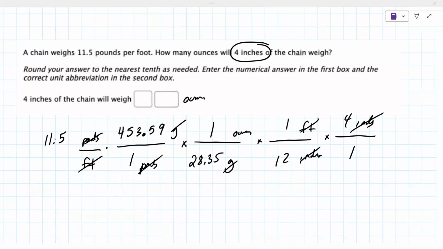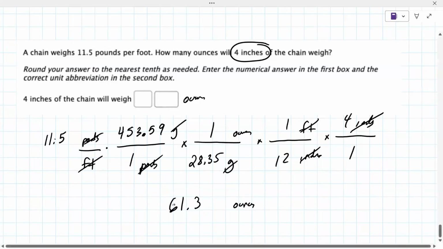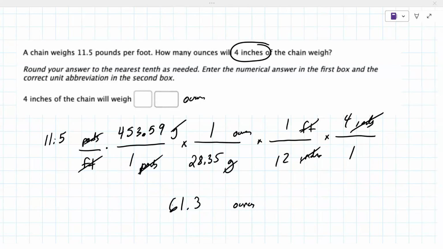11.5 times 453.59. So that's going across the top here, times the 4, divided by 28.35. All right, so I got 61.3 ounces. You got it right. Next question.